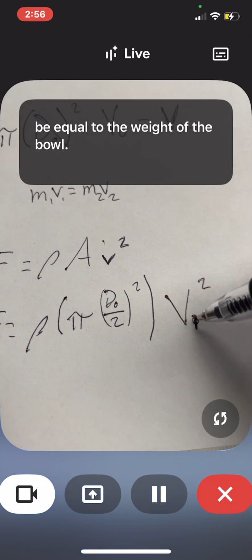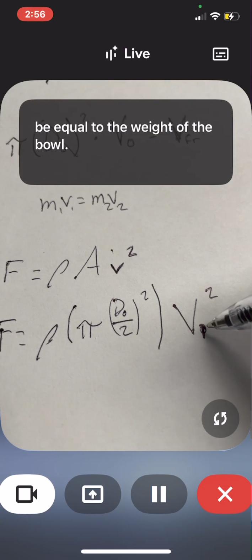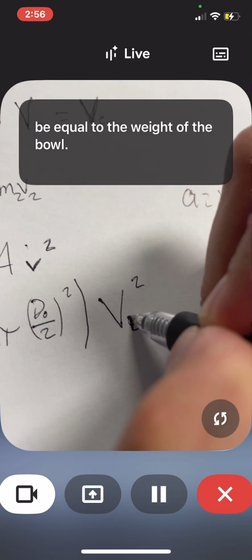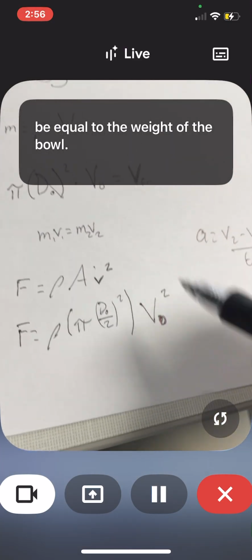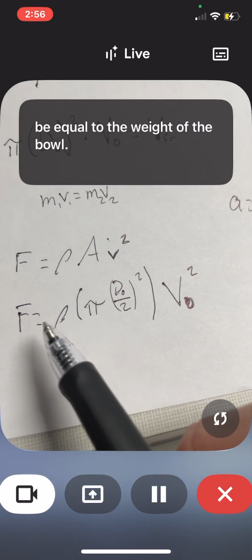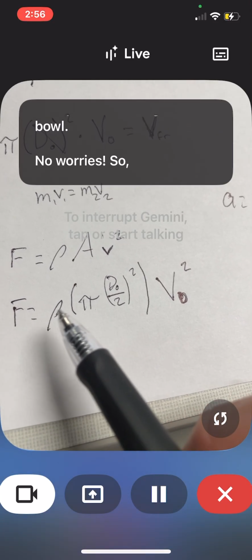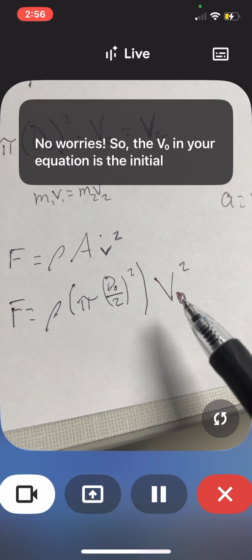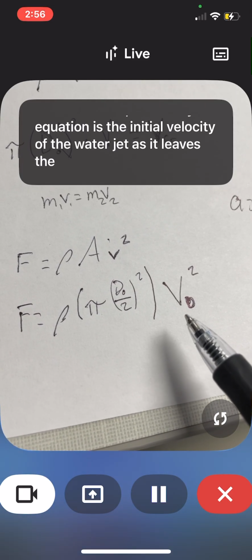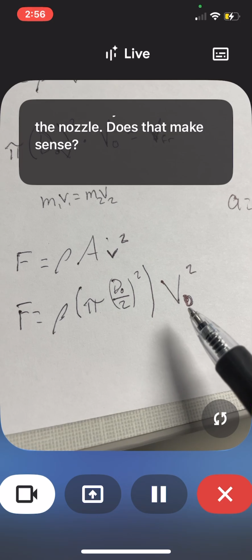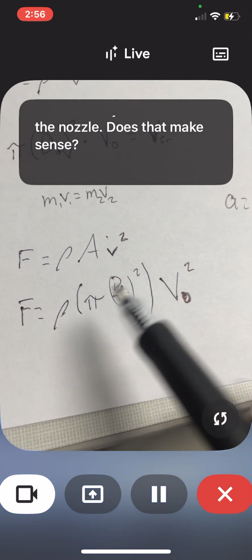So am I just, I feel like I can't, so if this v naught here is this part right here is what? No worries. So the v in your equation is the initial velocity of the water jet as it leaves the nozzle. Does that make sense? Yeah, so this would be the force of the water coming out of the nozzle.